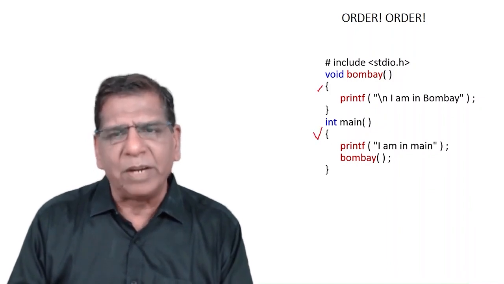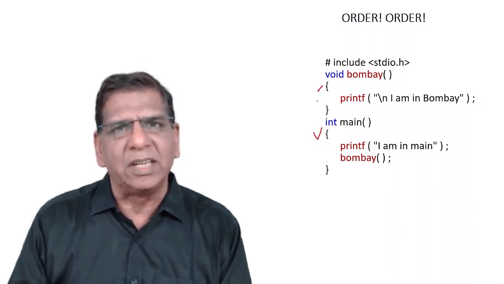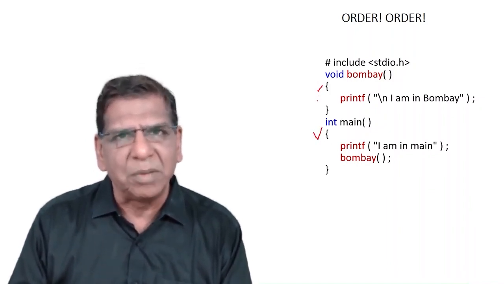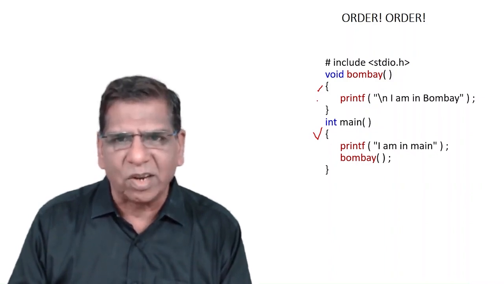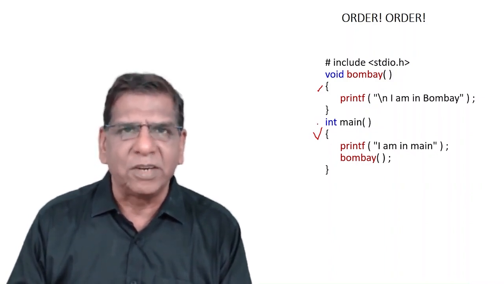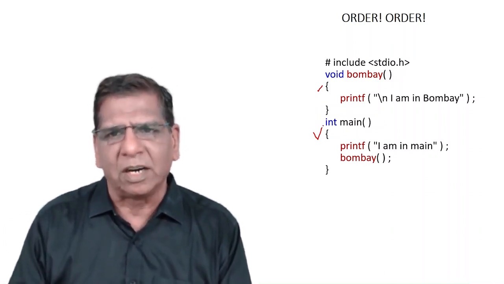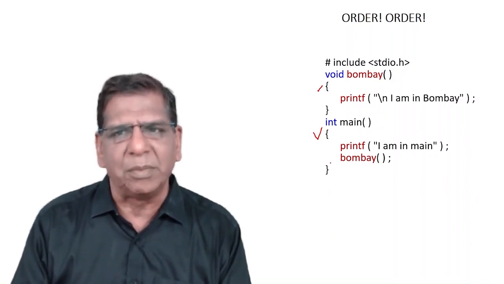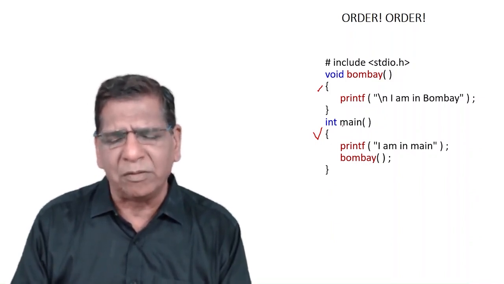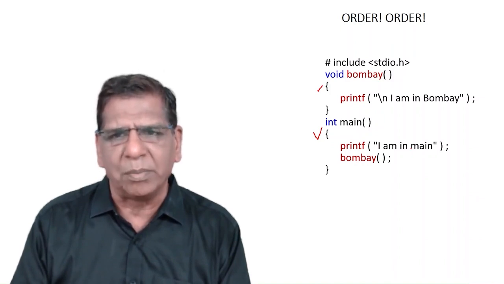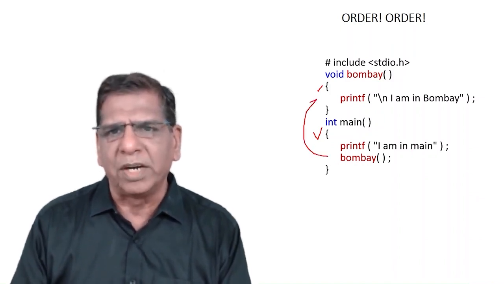Just because you define Bombay before main doesn't mean that execution will begin with Bombay. Execution always begins with main. That's why it's known as entry point of the program or EP of the program. So even though main is the second function, execution will still begin with main. I am in main will get printed. Then there is a call to Bombay. It will bring the control to Bombay. And Bombay would get executed.